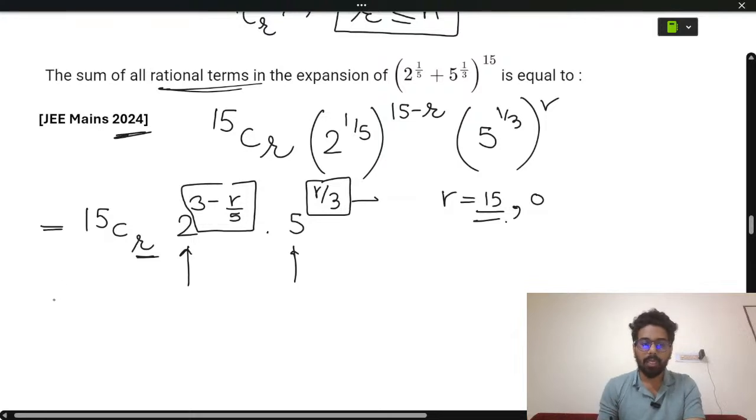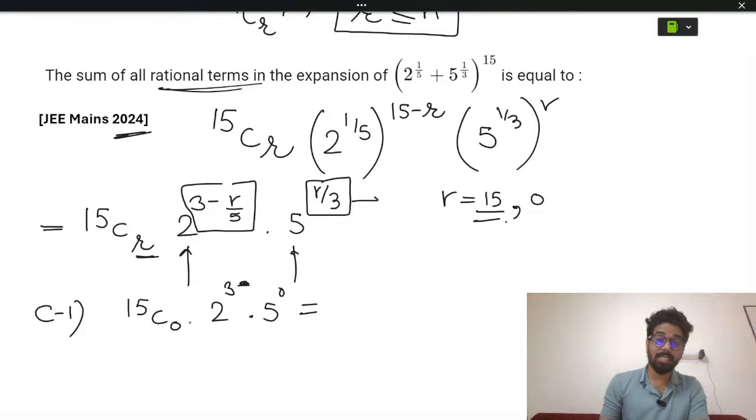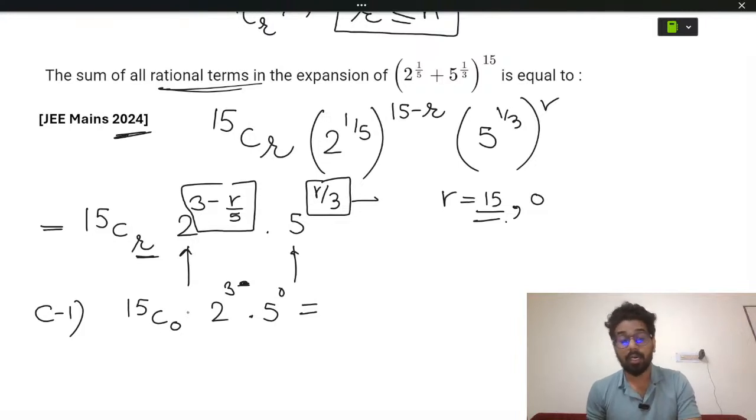So case number 1, if r is equal to 0, this becomes 15C0, 2 to the power (3 minus 0 by 5), which is 0, so it's 2 to the power 3. Multiply 5 to the power (0 by 3), which is 0. Now what is 15C0, guys? That you have to calculate.